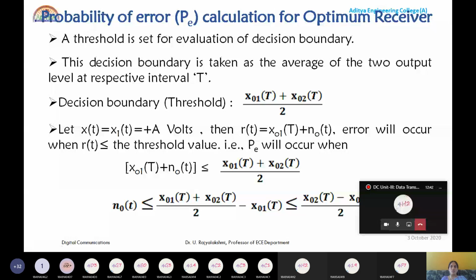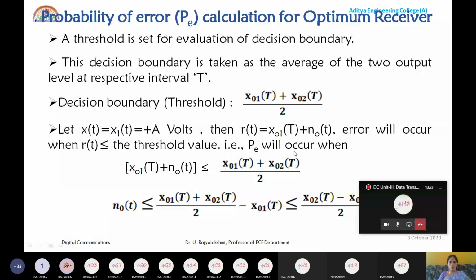Here, how we calculated: we considered the threshold as the average of two output signals. That is X01 of t, which is the output whenever the input is at positive magnitude, and X02 of t is the output signal whenever input is at negative magnitude. Here we considered input as positive magnitude. Then we know that R of t will be X01 of t plus N0 of t. Here error will occur when R of t is less than or equal to the threshold value.